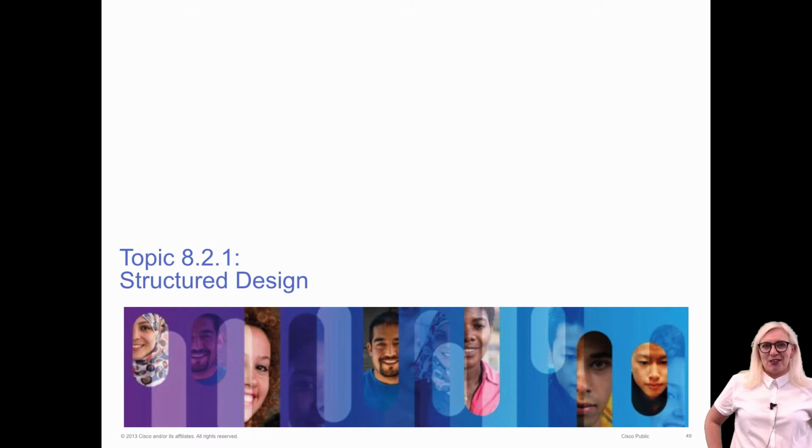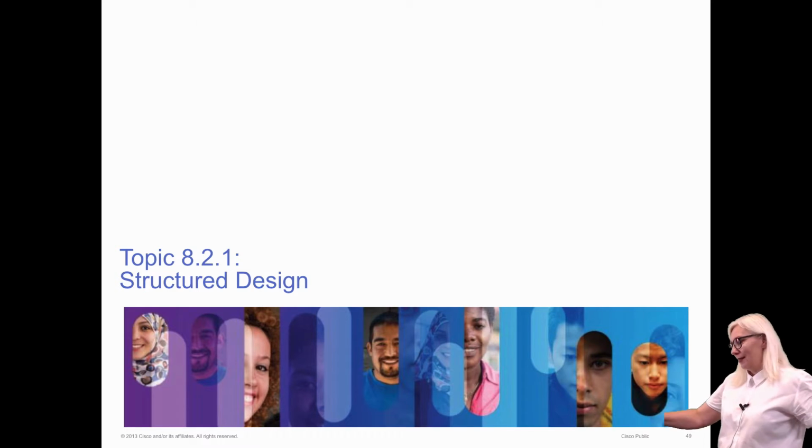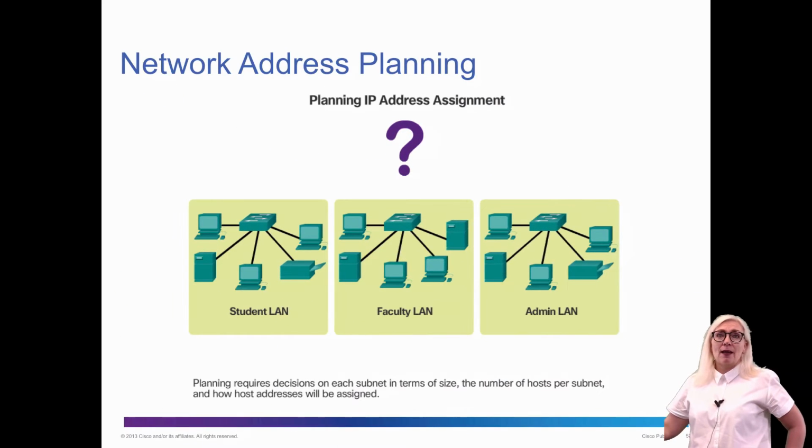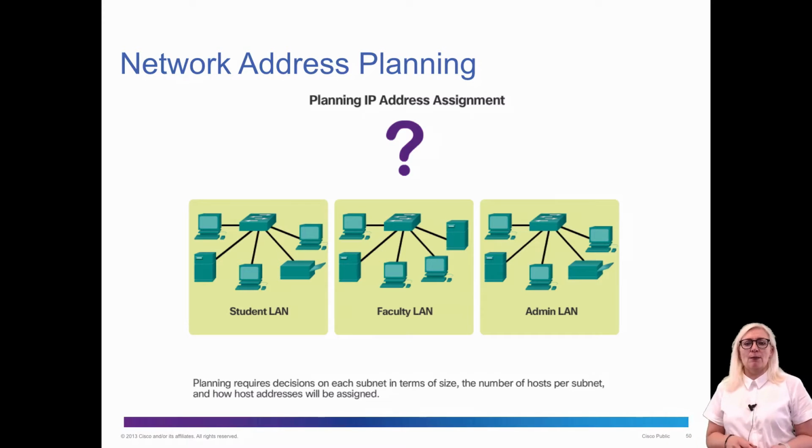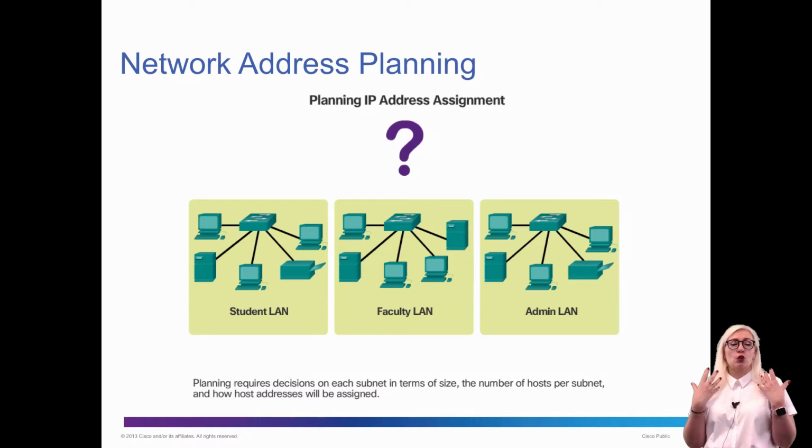Hi, this is part 3 of Chapter 8 in CCNA1, and this is about how to do a structured design of your IP addresses. It's basically to think about how to segment your network, how to choose different IP segments for your network when you set it up, and also make sure that you have room for scaling either up or down, both on your numbers of networks but also on your numbers of hosts.